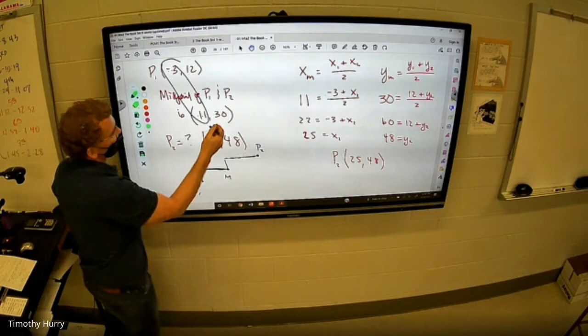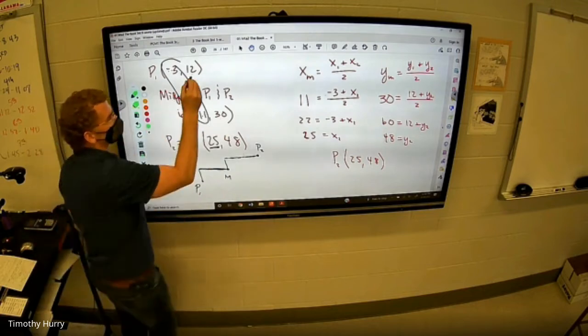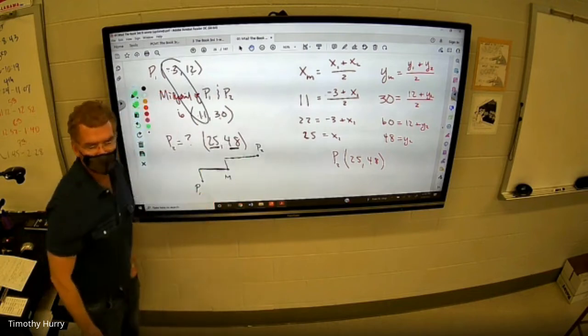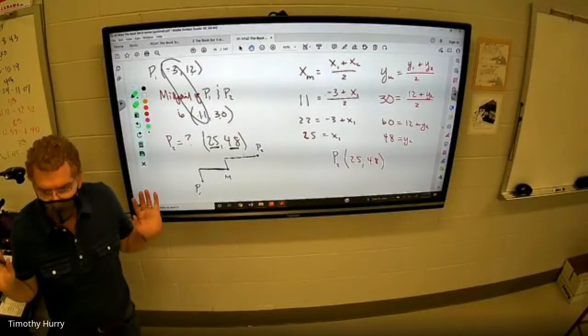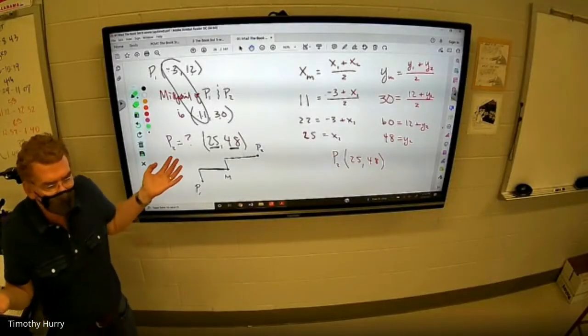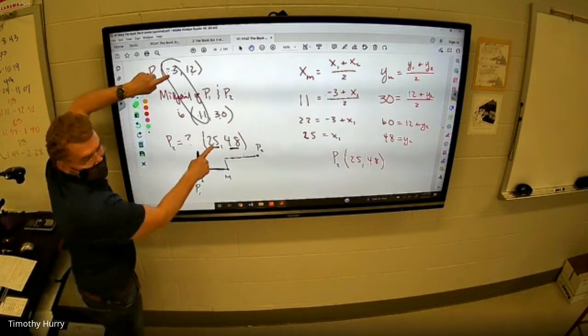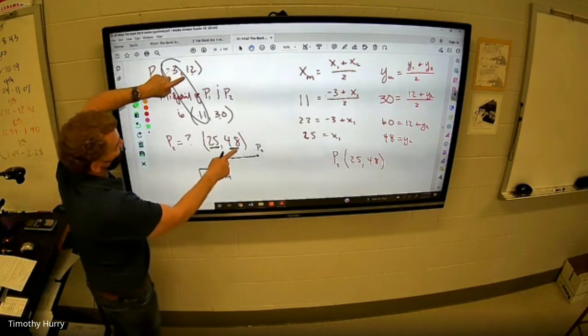Then if I look at this, what's 30 minus 12? 18, which means if I go up 18, I'm going to go up another 18. So I think that's probably the easiest way to go. And if you're unsure you made a careless error, check it with the midpoint. What's the average of -3 and 25? 22 halves. What's the average of 12 and 48? 60 halves.